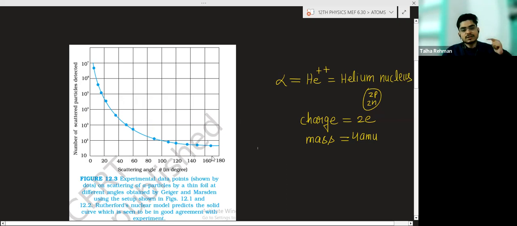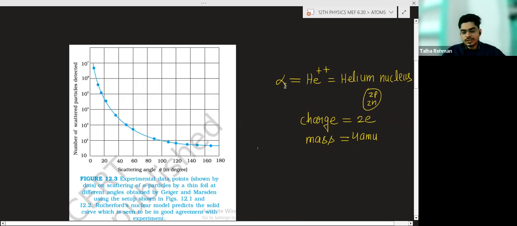Now come to this side. From this point you can say very few alpha particles are deflected through an angle between 160 and 180 degrees. So this graph will be like this.